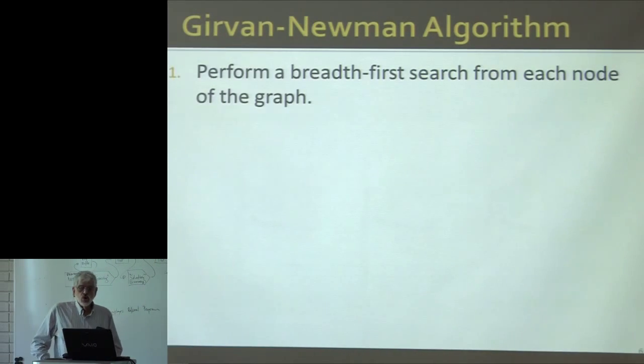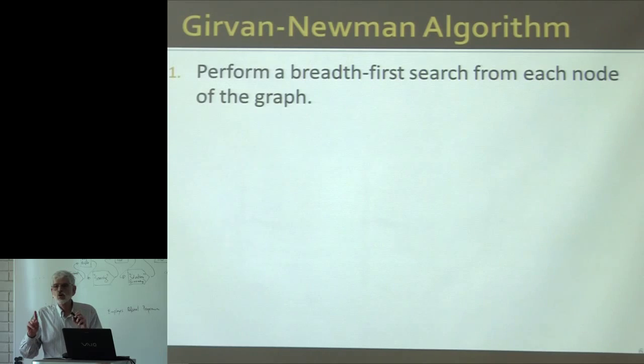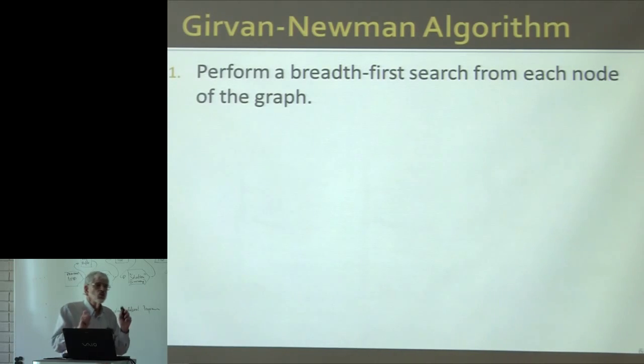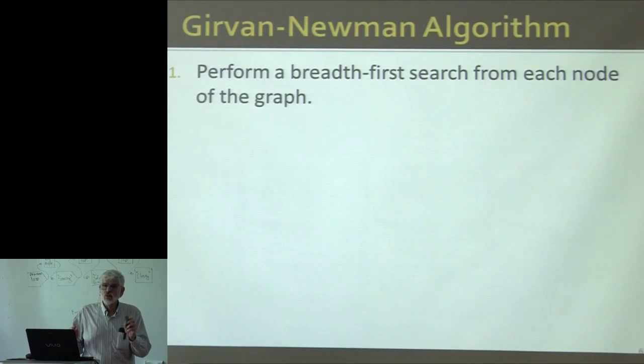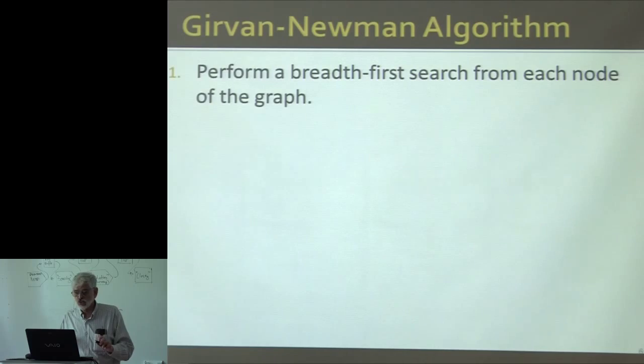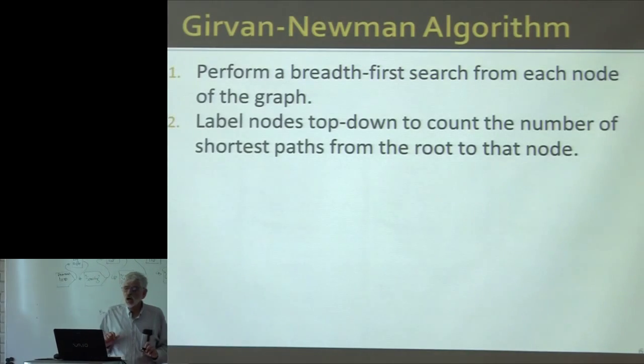So the first thing we're going to do is a breadth first search from every node in the graph. Now, I'm going to talk about only one such breadth first search. So the whole algorithm involves repeating what I tell you for every node in the graph as the root of this breadth first search.